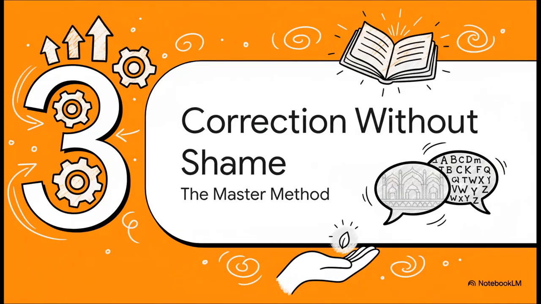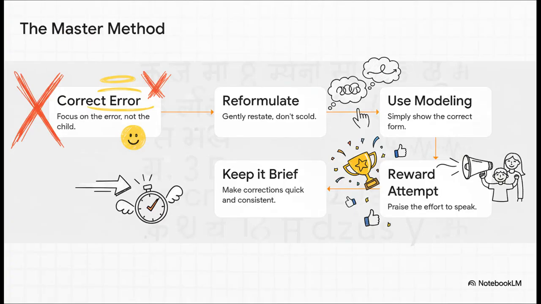Okay, so we've identified the patterns. We know their causes. Now for the really big question. How should a teacher actually respond? Well, this brings us to a really powerful and empathetic approach. Correction without shame. The method is actually pretty simple, but it's so profound. First, you focus on the error, not the child. It's about the language, not their intelligence.